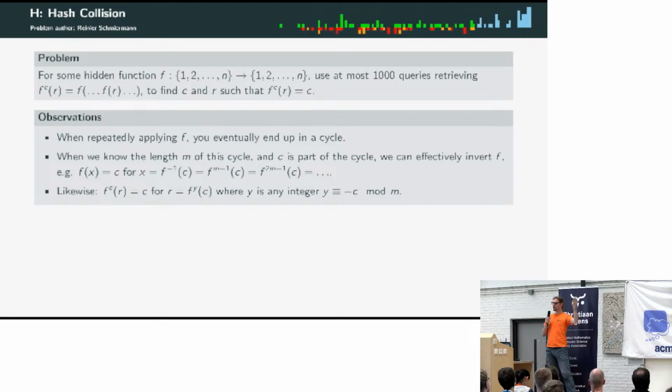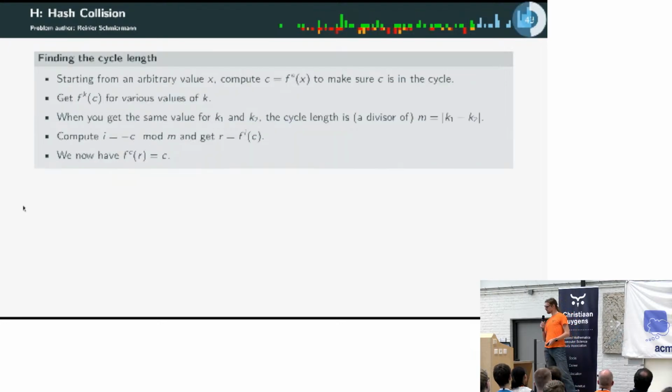In a cycle of length m, we can walk backwards, because instead of going one step backwards, we go m minus 1 steps forward on the cycle. So once we have a cycle and a point on it, we can just go the value of that point number back, and then we find a solution. So then the problem reduces to finding a cycle.